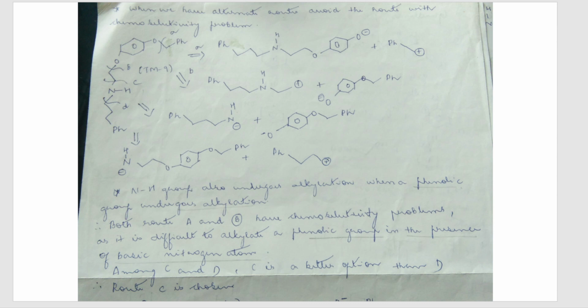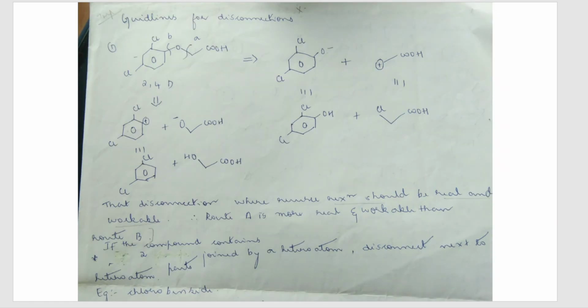So these are 3 guidelines. In exams, they can ask you what are the 3 guidelines for disconnection. It's a very important question. So you will tell the 3 guidelines, along with that you will give one example each. Whatever example is given, you can give that example and explain it to them.